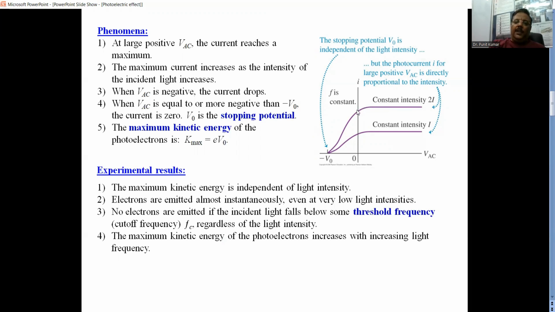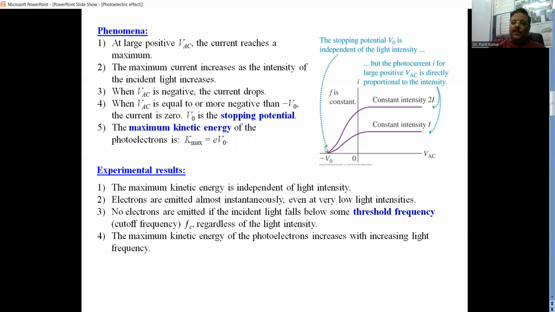And if we reverse the biasing and increase it, we will reach a point where the photocurrent becomes zero. This negative potential at which the photocurrent becomes zero is called the stopping potential. The inferences drawn from these experiments were that the maximum kinetic energy is independent of the intensity of the incident light. In fact, it depends on the frequency only. Electrons are emitted almost instantaneously, even at very low intensities.